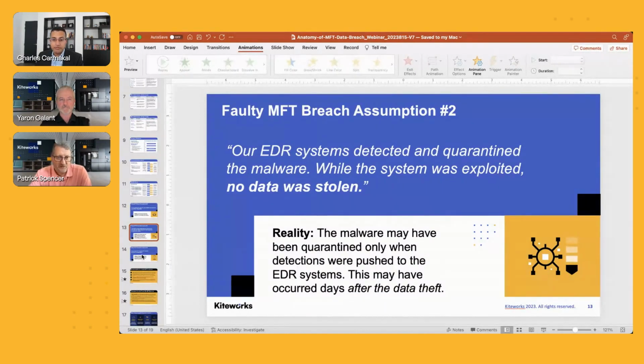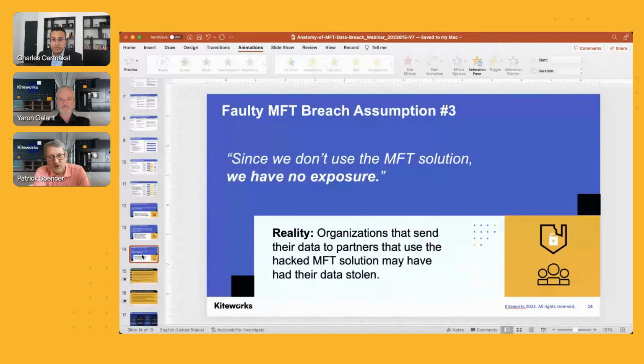Yeah, great. That's a great point. All right, the last one here. Since we don't use the MFT solution, we don't have any exposure.